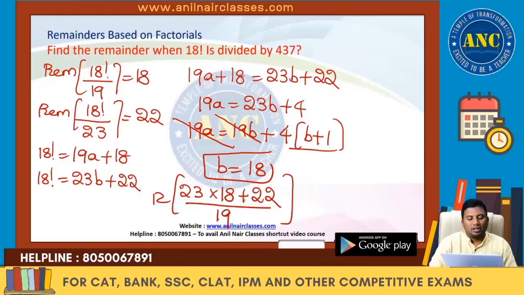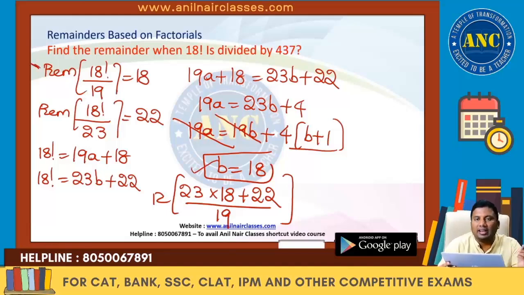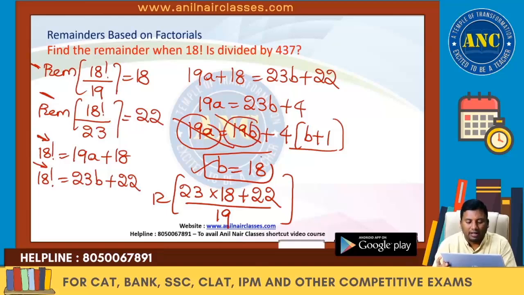Are you all with me, sir? So 23 into 18 plus 22. How to find the value of b? Is it clear, right? 18 factorial by 19 is 18, and 18 factorial by 23 is 22. Both represent the same number. 19a plus 18, 23b plus 22, 23b plus 4. 19a is 19b plus 4 into (b plus 1), divisible by 19. b is 18. If b is 18, then 23 into 18 plus 22 divided by, not 19, divided by 437. Whatever value you get, that itself is the answer.